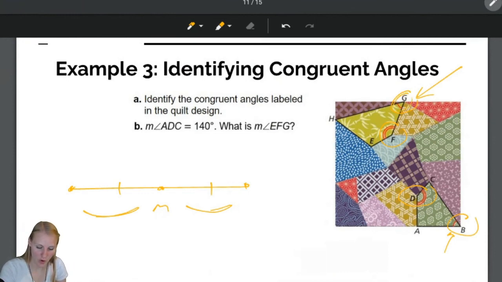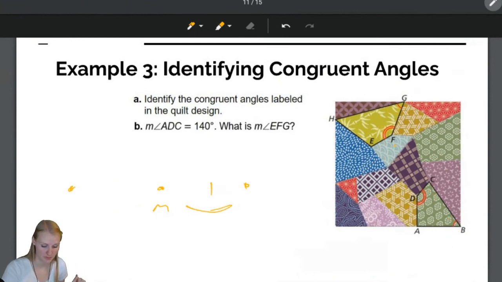So the ones that have 1 tick mark are congruent to each other, and the ones that have 2 tick marks are congruent to each other. This one has 1 tick mark, and this one has 2 because they are not congruent. Obviously, G is acute and F is obtuse, so there's no way they're congruent. That's why I use 1 tick mark up here, and I use 2 tick marks down here. Okay, so now that you know all about the tick marks, let's start this example.